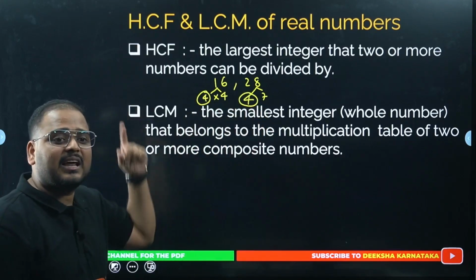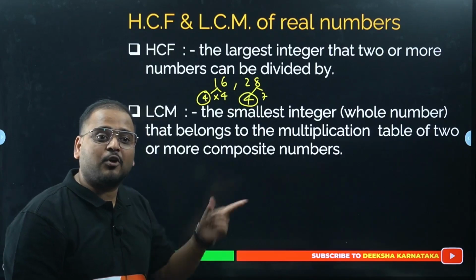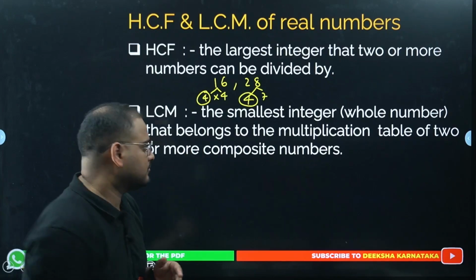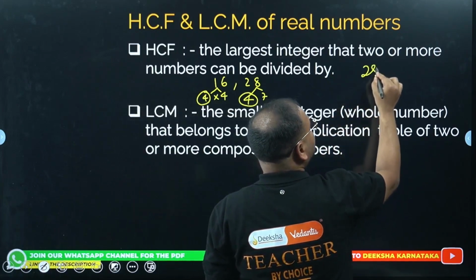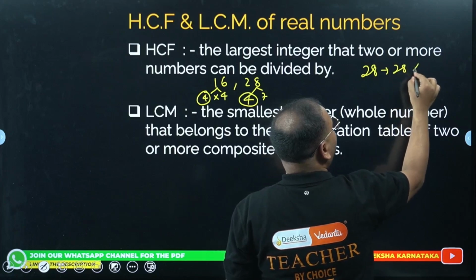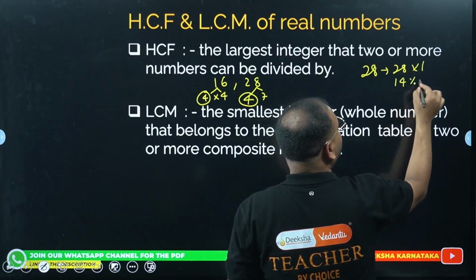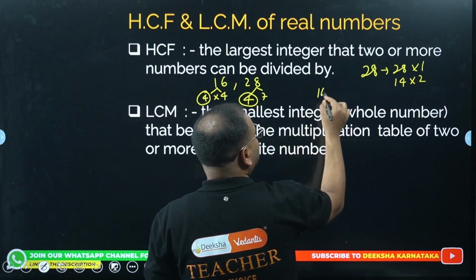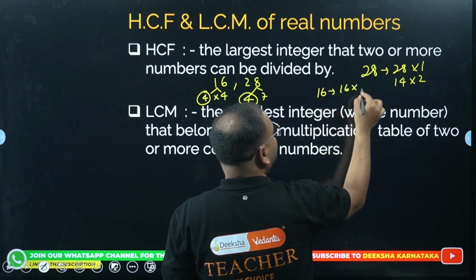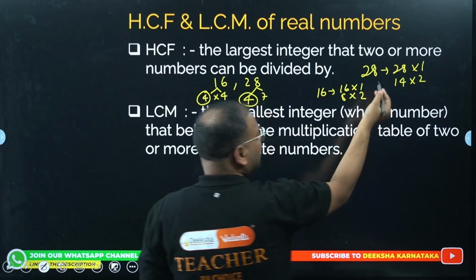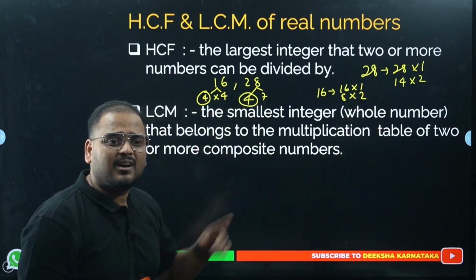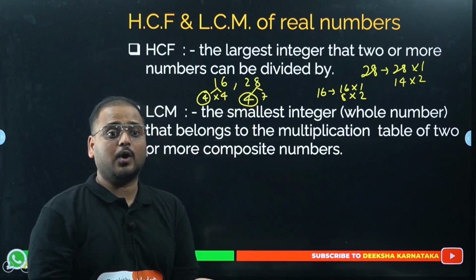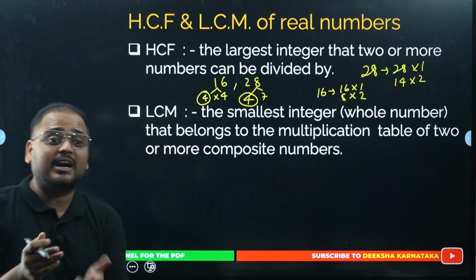Some people can say, sir, I can write 28 as 14 into 2. 14 is the largest factor of 28, or 28 into 1. Then why are you not considering that? I can consider. For 16, what can I write? 16 into 1 or 8 into 2. Are they the common factors? Are 14, 28, 16 and 8 common? They are not. So which is the largest factor that is common?